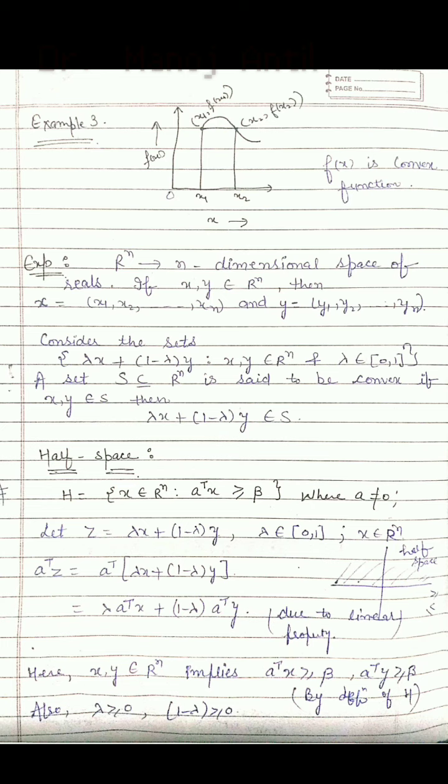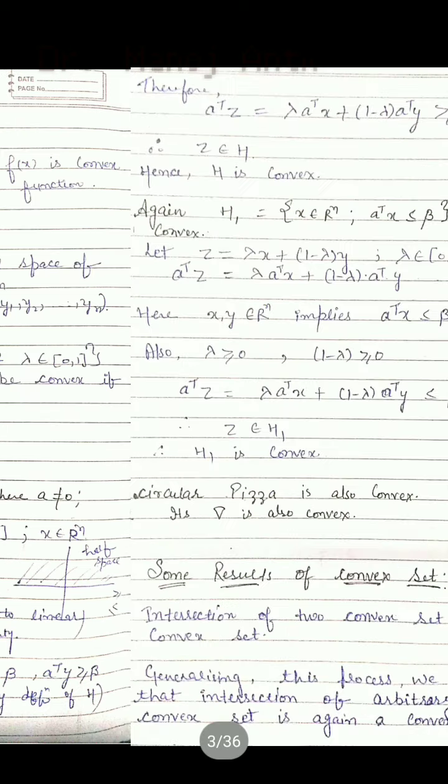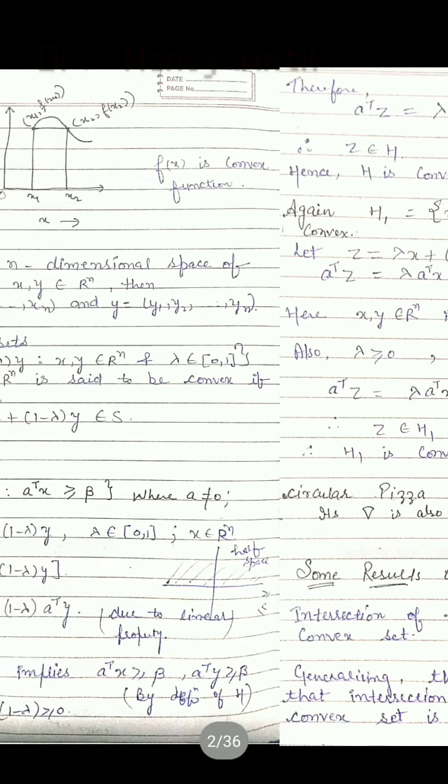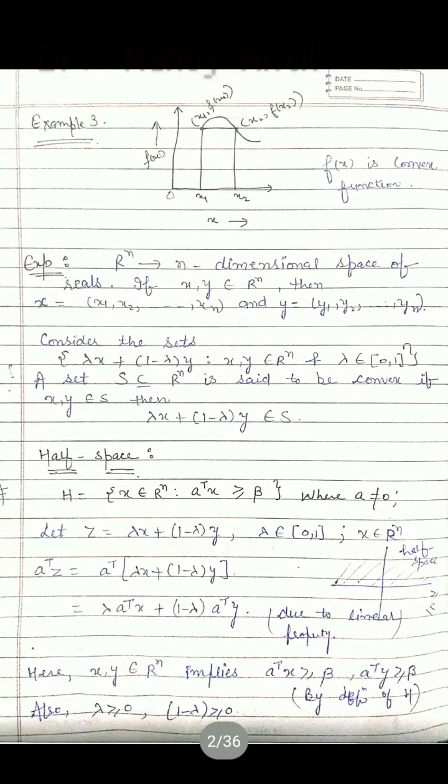Because x, y belong to Rn, we can say that A^T x is greater than or equal to beta and A^T y is greater than or equal to beta. But lambda is greater than or equal to 0 and less than or equal to 1. So lambda is non-negative and 1 minus lambda is also greater than or equal to 0. That's why, if you look at the term A^T z, we put here lambda and 1 minus lambda.